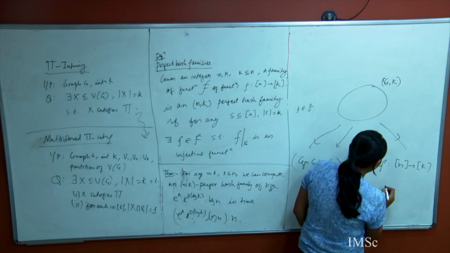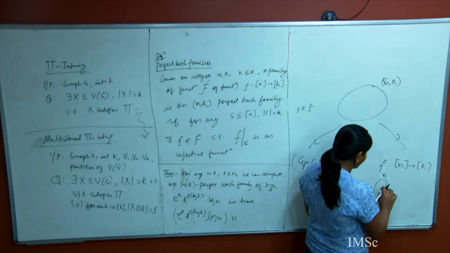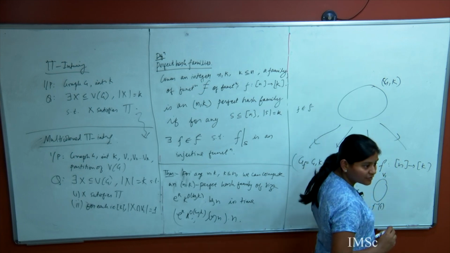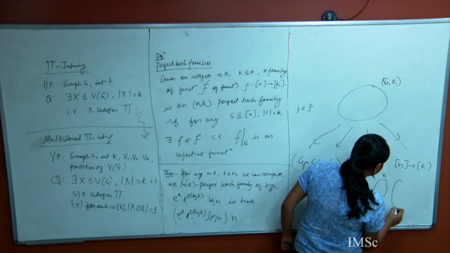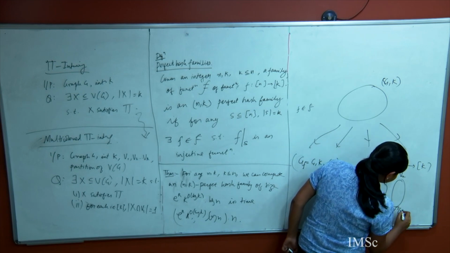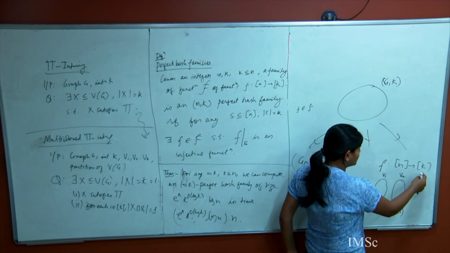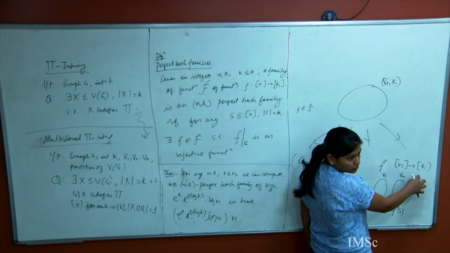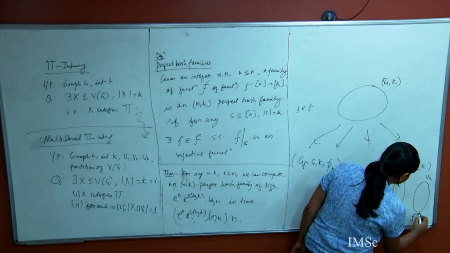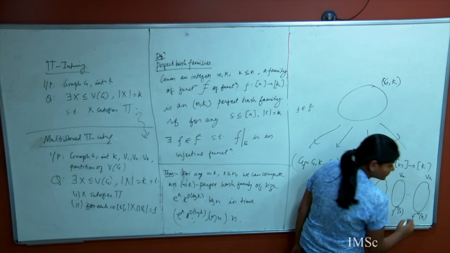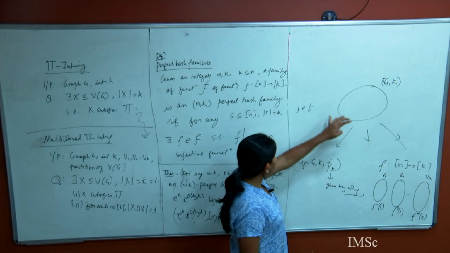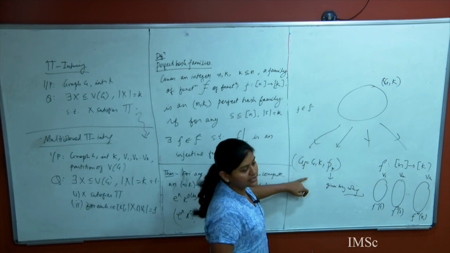So now pick V1, which is f inverse of 1. In V2 you put f inverse of 2, that is, all those vertices which are colored 2, and so on up to Vk, which is f inverse of k. So this is what you do. For every such function you create this instance.